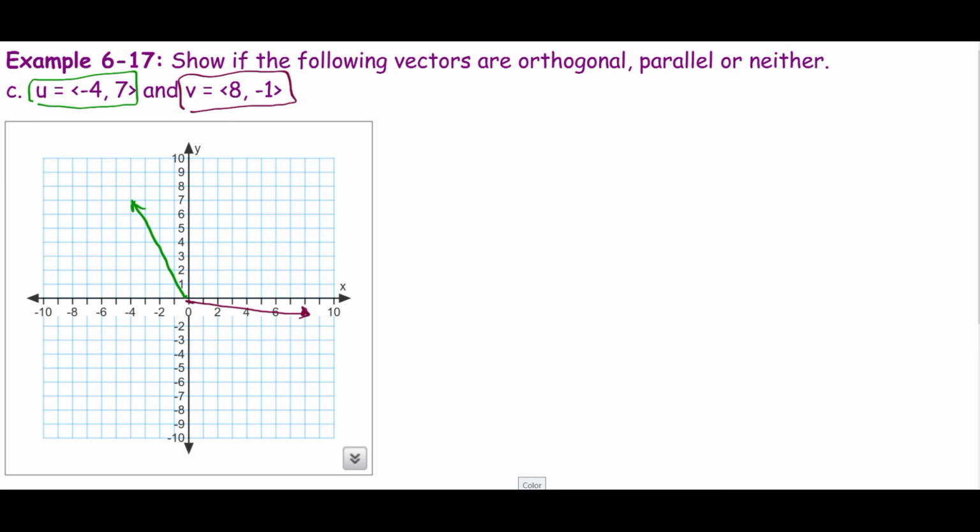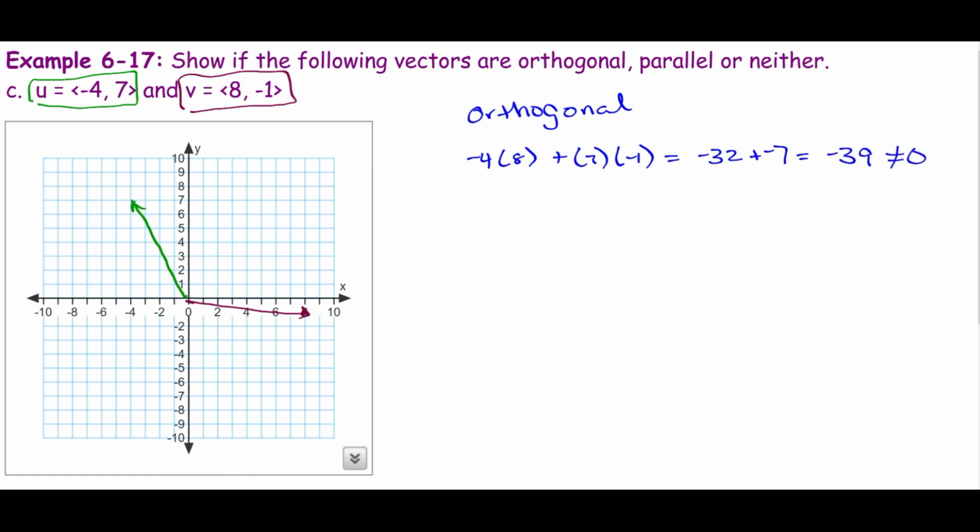In this last example, we have vector u is negative 4, 7, and vector v is 8, negative 1. It appears that they're not parallel. They may be orthogonal, so we're going to check. We have to prove one way or another and show it. First we're going to test for orthogonal, so we test the dot product. My dot product is negative 4 times 8 plus 7 times negative 1, which gives me negative 32 plus negative 7, which gives me negative 39, which is not equal to 0. Therefore, u and v are not orthogonal.